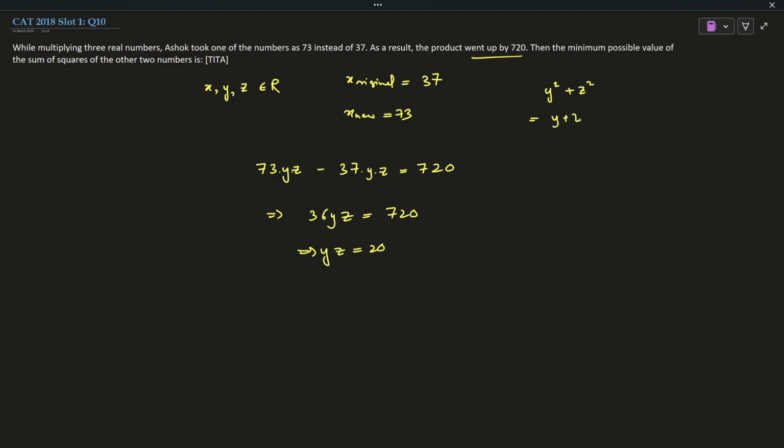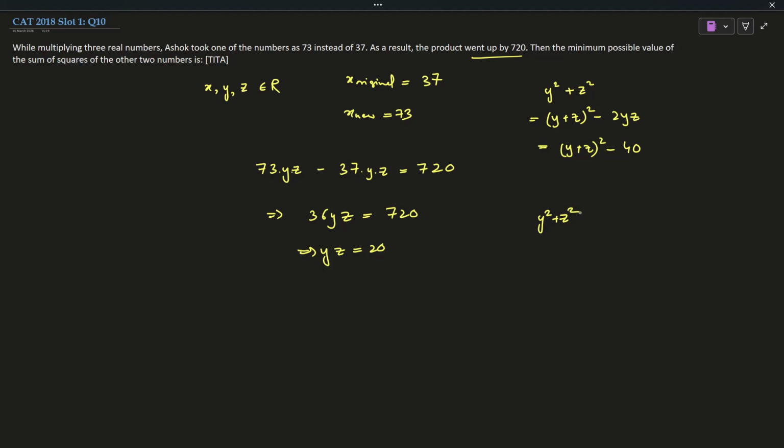This can be written as y plus z whole square minus 2yz. I know the value of yz, which is 20. So y plus z whole square minus 40. I need to minimize this, right? y and z belong to real numbers, but are they positive? Obviously y square is positive, z square is also positive, right?